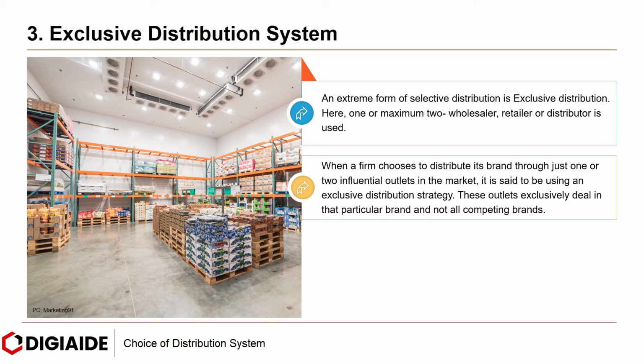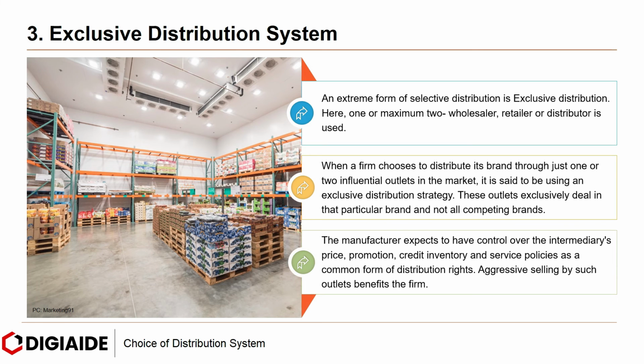These outlets exclusively deal in the particular brand and not all competing brands. The manufacturer expects to have control over the intermediary's price, promotion, credit, inventory and service policies, as a common form of distribution rights. Aggressive selling by such outlets benefits the firm.